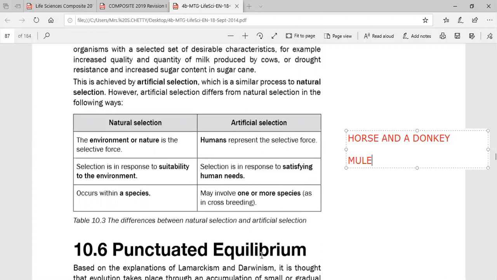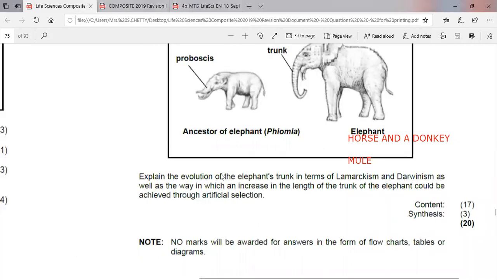Are you with me? So learn 2 of them off by heart. So let's go back to that question. Let's go back to this question here. We spoke about Lamarckism and Darwinism, as well as the way in which an increase in the length of the trunk of the elephant could be achieved through artificial selection. In other words, humans brought this about. No, it wasn't nature selecting this, but humans brought this about. Are you with me? So artificial selection is what did humans do?